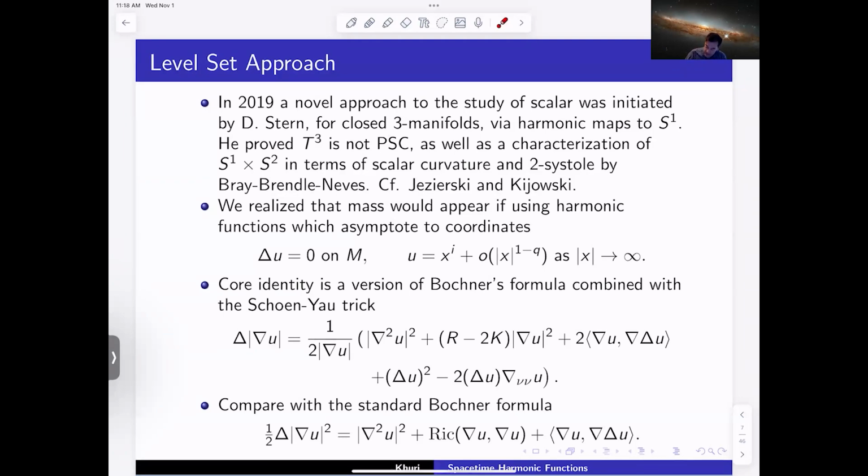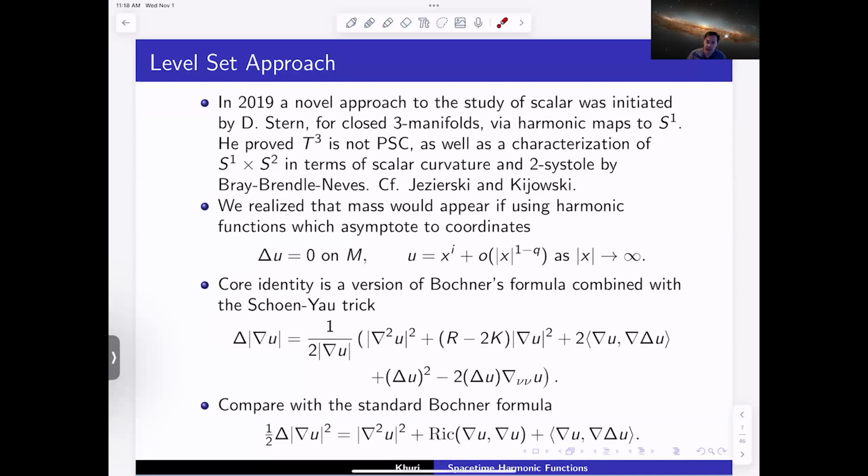So the basic idea of Stern's approach is to consider the original Bochner formula. So if you take the Laplacian of the norm of the gradient of a function squared, you get the Hessian term and a Ricci term. And if we think of this in terms of level sets, the gradient is the normal to the level sets. And so we're calculating the Ricci in the normal direction. If you want to extract scalar curvature from this, you can use the Schoen and Yau trick to replace the Ricci curvature using the traces of the Gauss equations to get a difference of scalar curvature and 2 times the Gauss curvature, which is the scalar curvature of the level set.